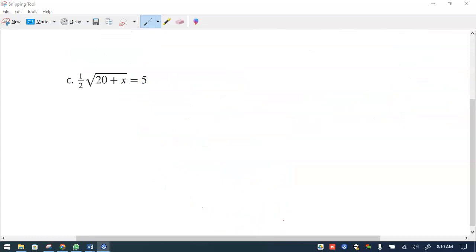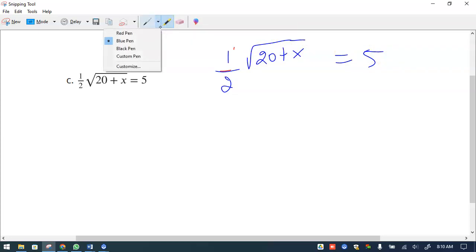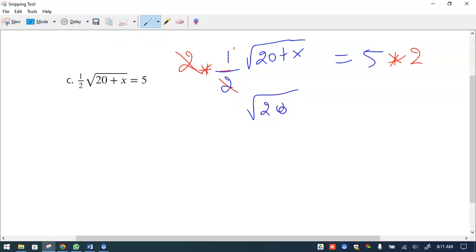Now, in this case, you will see there's a fraction, so we need to be very careful with this. There's a fraction here, square root of 20 plus x over 2. The first thing I'll do is multiply both sides by 2, because we don't want that fraction. So this 2 goes away and you're left with square root of 20 plus x equals 10, and then square both sides.